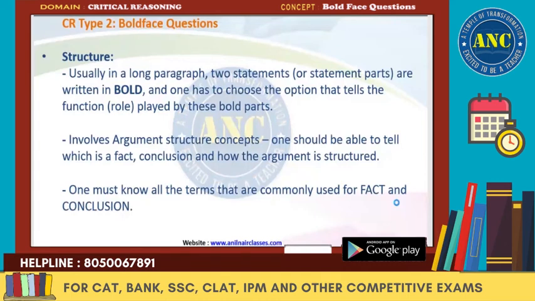Type 2 in critical reasoning, the bold-faced questions. Now, how is the structure? It's usually a long paragraph wherein you have two statements or statement parts that are written in bold. One has to choose the option that tells the function or the role played by these bold parts. It involves argument structure concepts, and one should be able to tell which is a fact, a conclusion, and how the argument is structured. One must know all the terms that are commonly used for fact and conclusion.